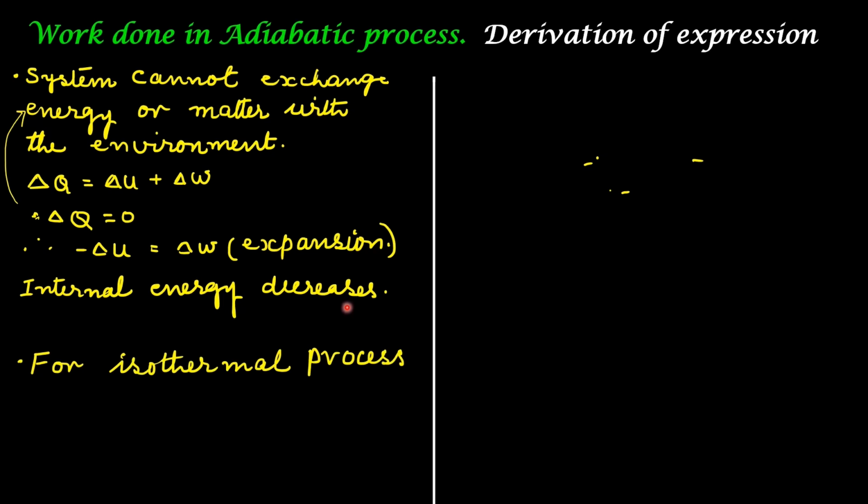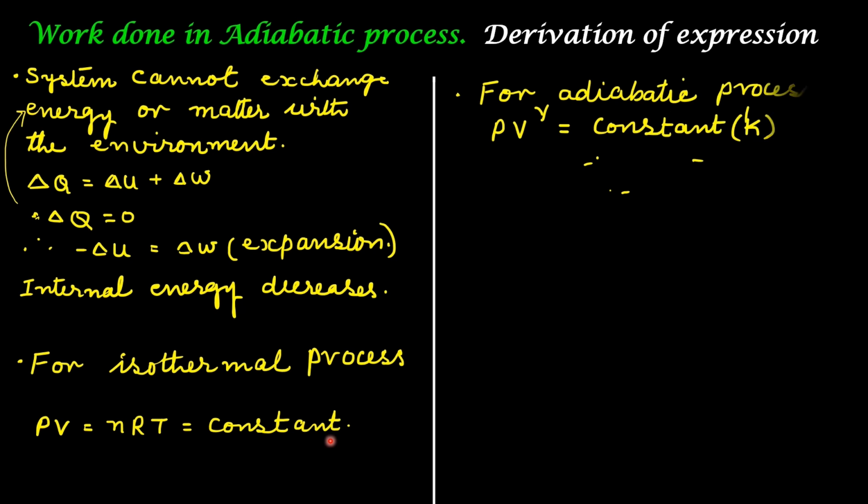For isothermal process, PV is equal to nRT is a constant. For adiabatic process, we accept a formula without derivation. That is, PV raised to gamma is a constant K. Our syllabus does not demand proof for this formula. So we simply accept this as such.